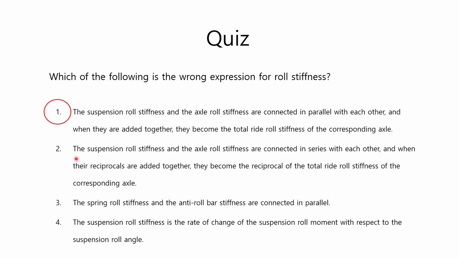Second, the suspension roll stiffness and the axle roll stiffness are connected in series with each other, and when their reciprocals are added together, they become the reciprocal of the total ride roll stiffness of the corresponding axle. Third, the spring roll stiffness and the anti-roll bar stiffness are connected in parallel. Fourth, the suspension roll stiffness is the rate of change of the suspension roll moment with respect to the suspension roll angle. Therefore, number 1 is incorrect.